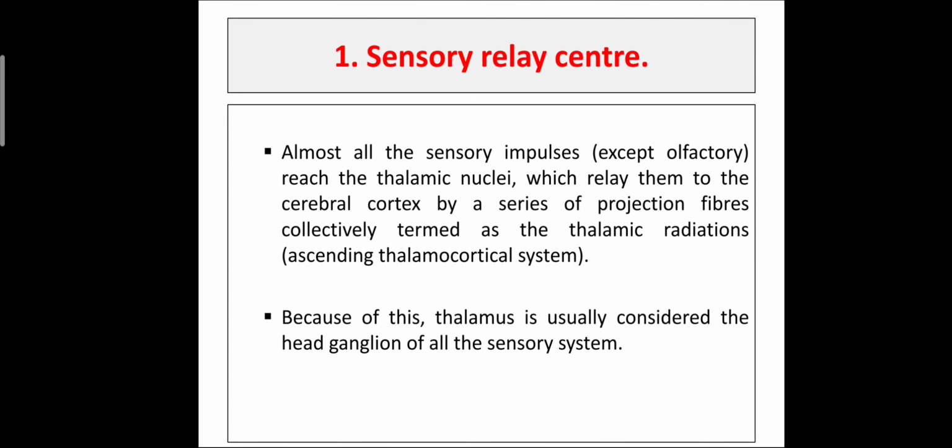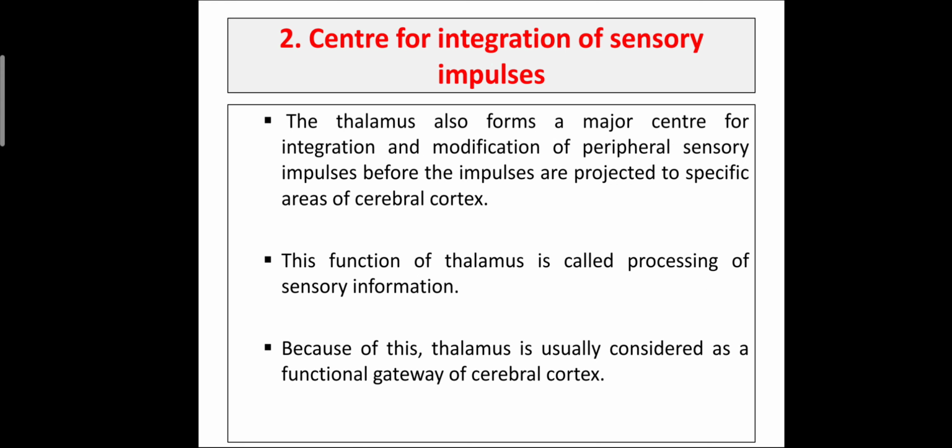Now we will see the functions of the thalamus. So thalamus is a sensory relay center. Almost all the sensory impulses except the olfactory reach the thalamic nuclei, which relay them to the cerebral cortex by a series of projection fibers collectively known as thalamic radiation, that is, the ascending thalamocortical system. Because of this, thalamus is usually considered the head ganglion of all the sensory systems.